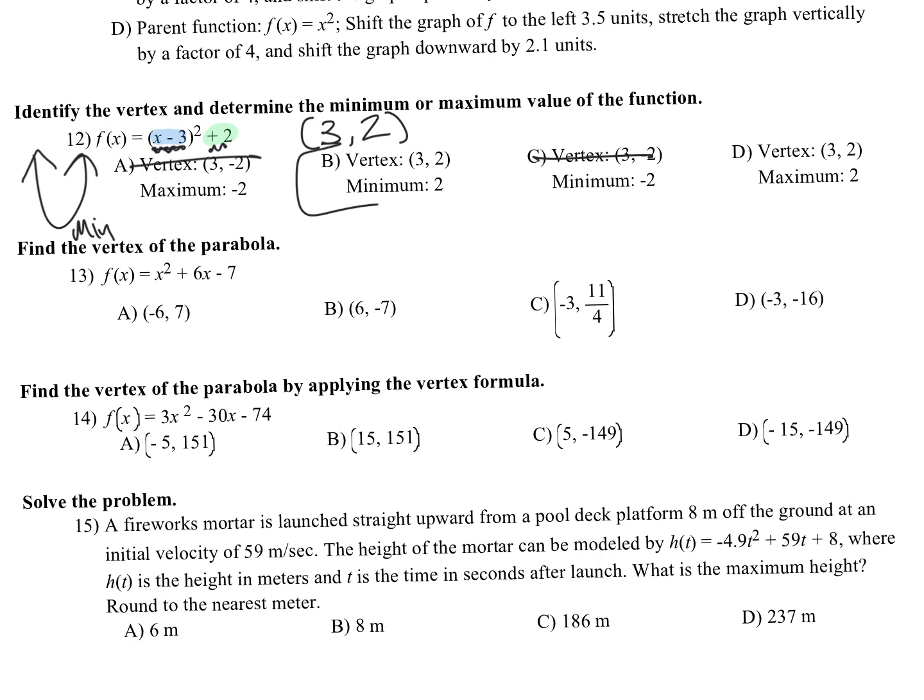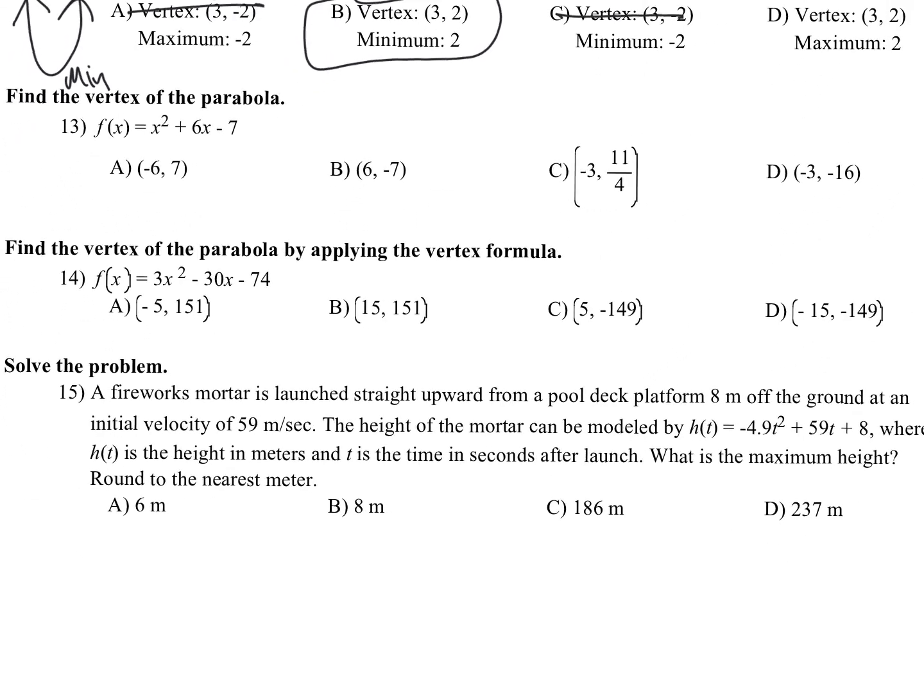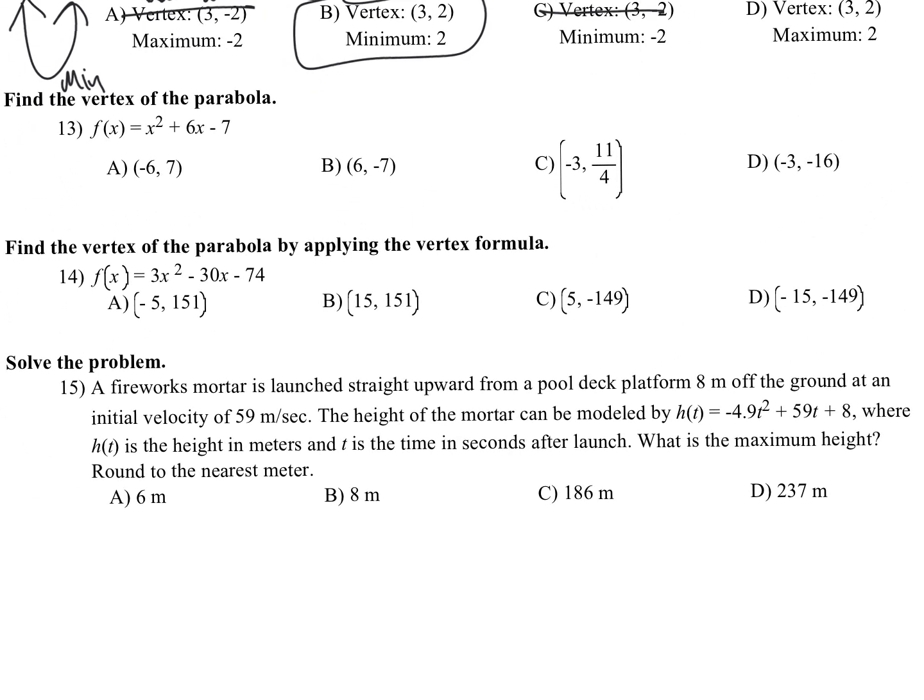And so that's why I would choose the minimum over the maximum. All right, so that one shouldn't take you too long. It's just knowing what the vertex means. Okay, so for number 13, we have x squared plus 6x minus 7. We're going to find the vertex.